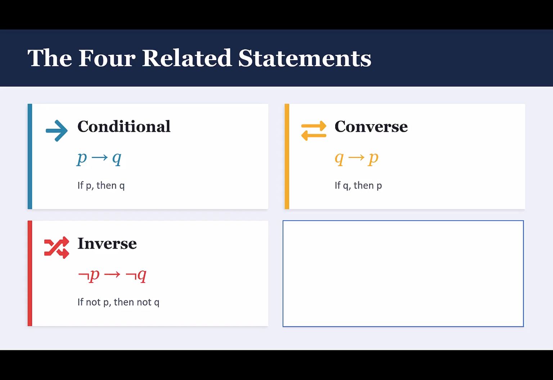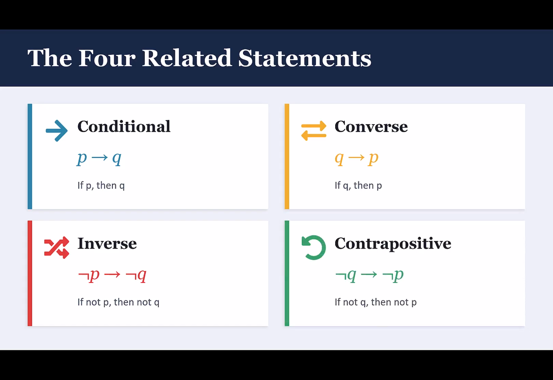Then our last case is called the contrapositive. It's not Q implies not P. So this is both things. It's backwards, and we threw the negatives in.